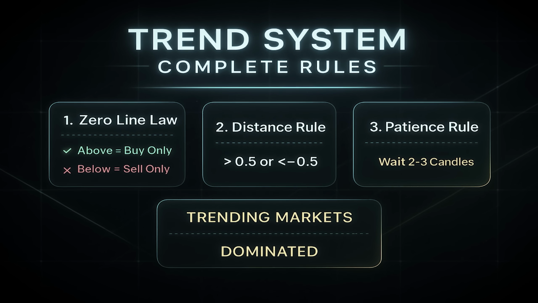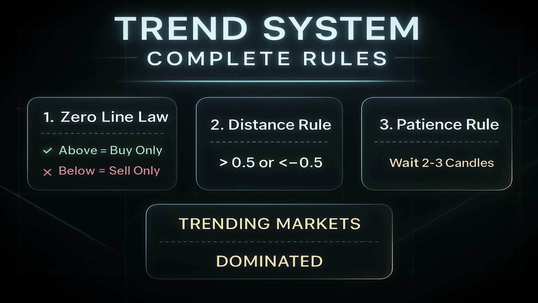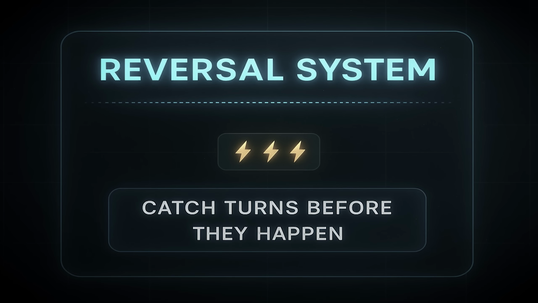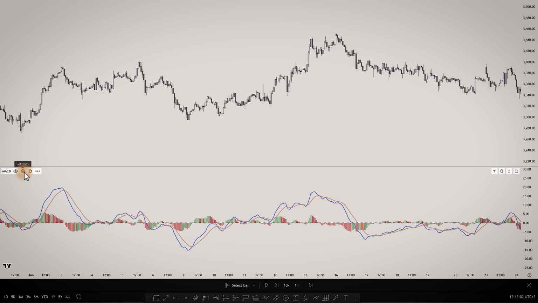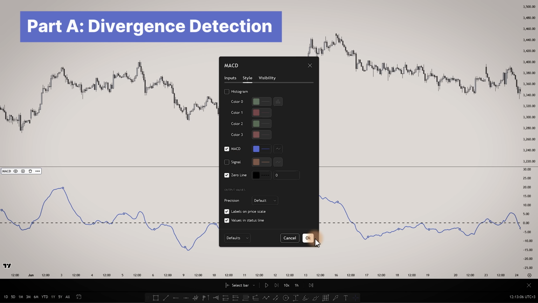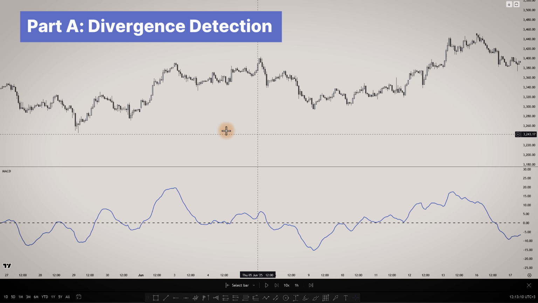This trend system prints money in trending markets, but the reversal system I'm about to show you catches the turns before they happen. This is where it gets really interesting. Now, the second system is the reversal system. This catches the major turning points.